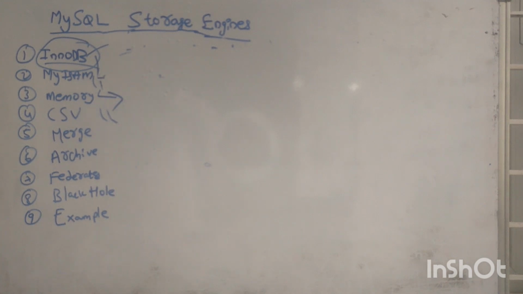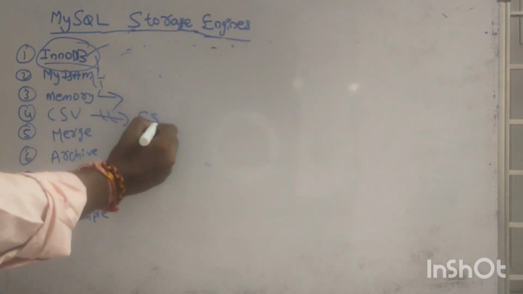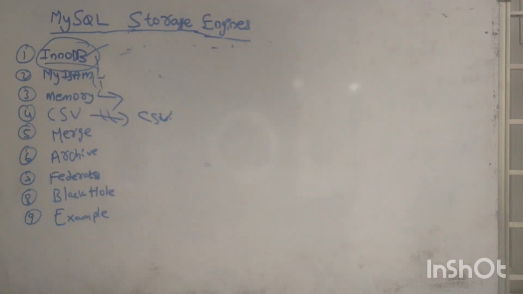Coming to the next, the CSV storage engine. This is a storage engine in which the data is stored in the form of CSV files, which we also call Excel files. This storage engine gives us the feasibility to store the data in Excel files, and we can integrate this storage engine with other applications for analyzing.